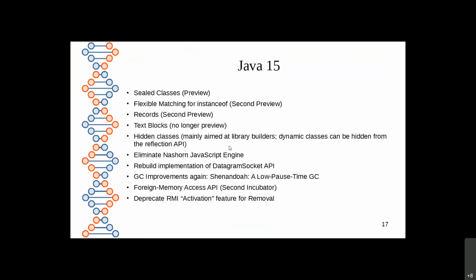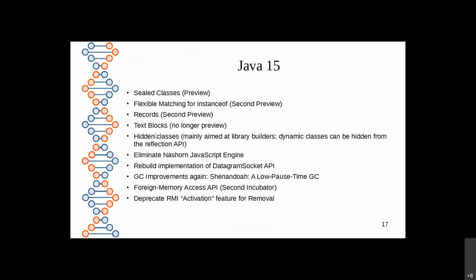Finally, we get to Java 15, which, as you can see, has a long list. Something called sealed classes, which allows you to have control over subclassing. You can say that only certain classes are allowed to subclass your class. Flexible matching, for instance, of a preview. Records, I think, unfortunately, still in preview. Text blocks, which are out of preview, are standard in the language now. Something called hidden classes, which are mainly aimed at library builders, so I won't get into them.